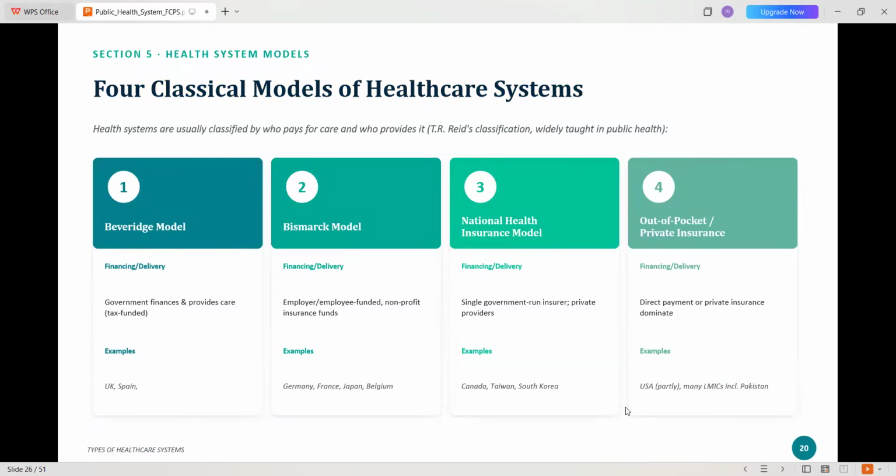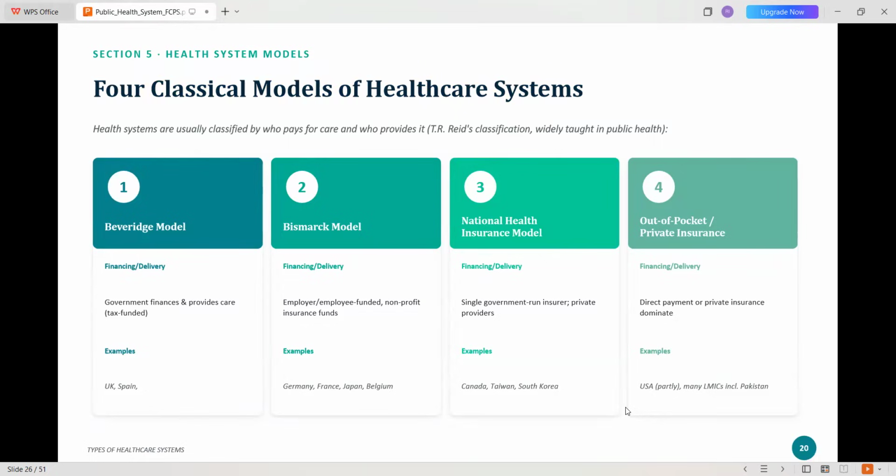Next are the types of healthcare systems. The classical model includes the Beveridge model, where financing and care provision are through the government, for example in the UK and Spain. The Bismarck model is an employer- and employee-funded, non-profit insurance fund, for example in Germany, France, Japan, and Belgium.